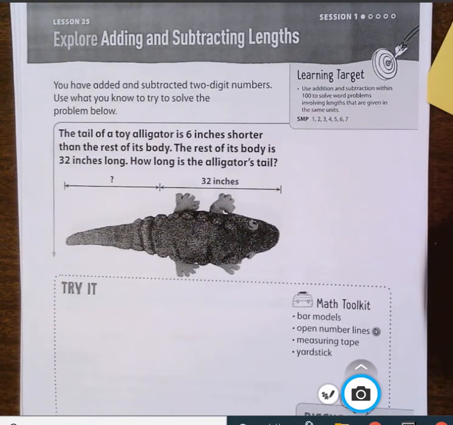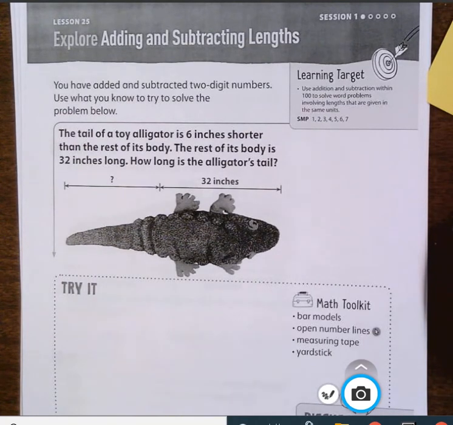Okay, so now we know how to measure lengths, and we know how to add and subtract two-digit numbers. So now we are going to use what we know to do that. It says the tail of a toy alligator is 6 inches shorter. By the way, this is session 1, lesson 25, page 593.